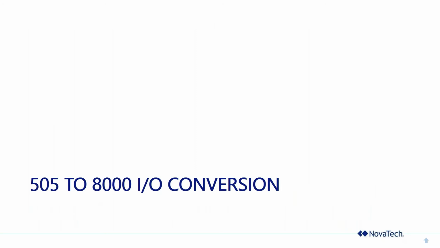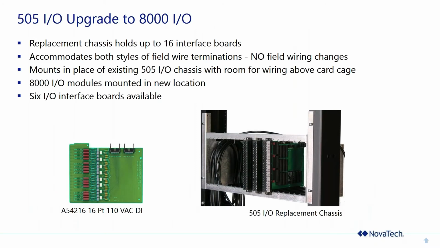505, this is going to be short. Not much 505 left out there, but we do have a 505 transition card replacement solution. This is similar to the transition card replacement for Quantum. In fact, the Quantum design was based on this one. We take either 505 terminations. There are two different end connectors, and we can handle both. There are 6 IO interface boards. I'll list them on the next slide.